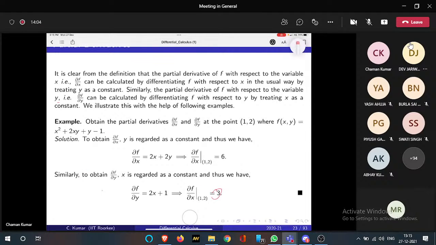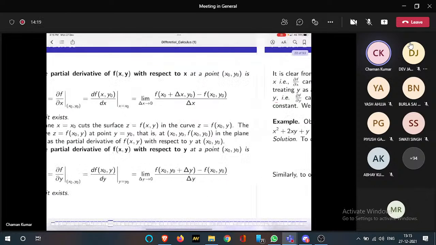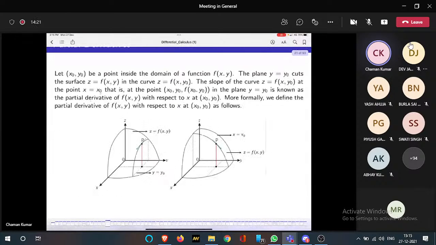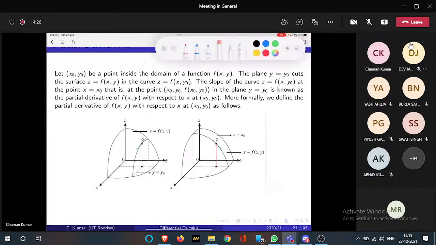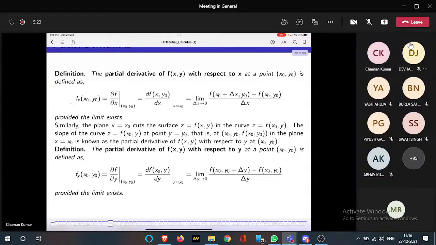Sir, why are partial derivatives used? Just like the derivative, if you look at the geometric interpretation, this gives you the slope of the curve that you obtain here. So this gives you the slope here. Okay. So in practical applications, you can think of a situation where you have a function, right? Yes, sir.